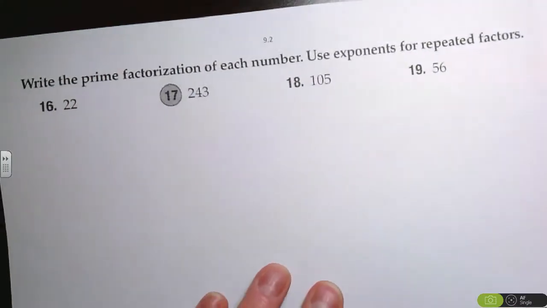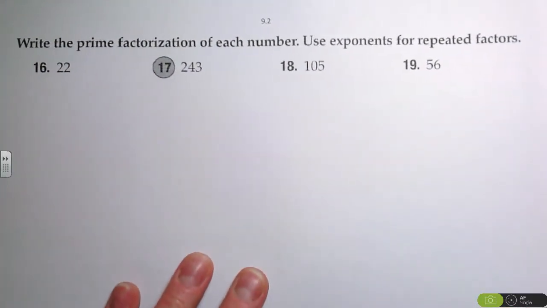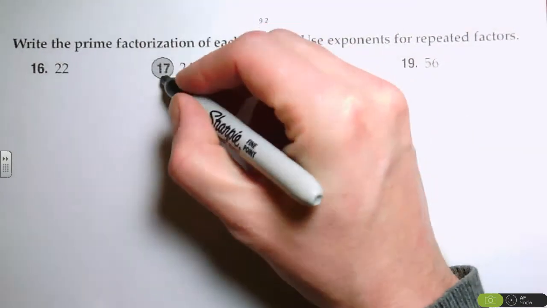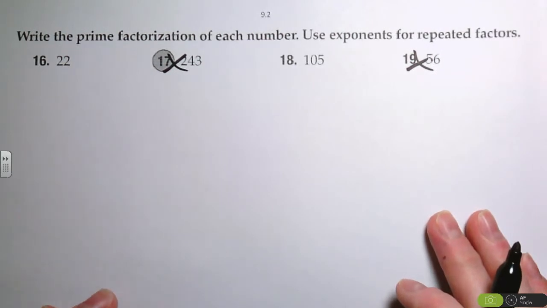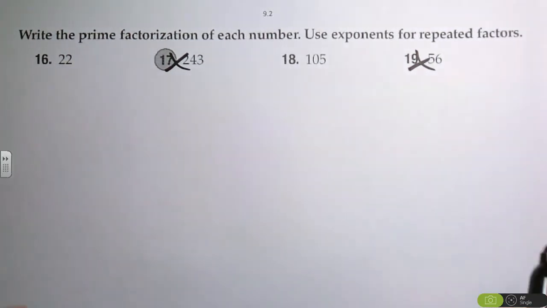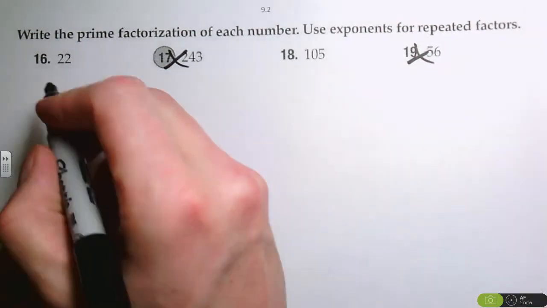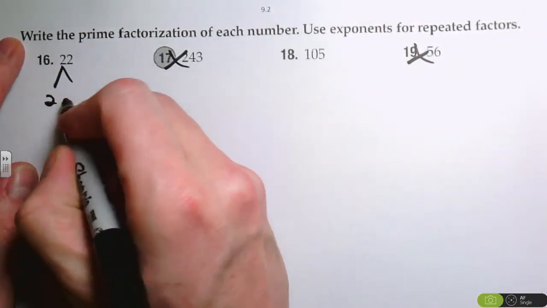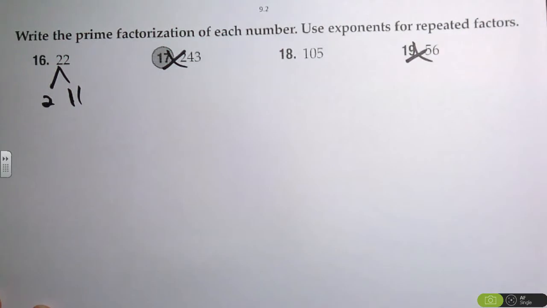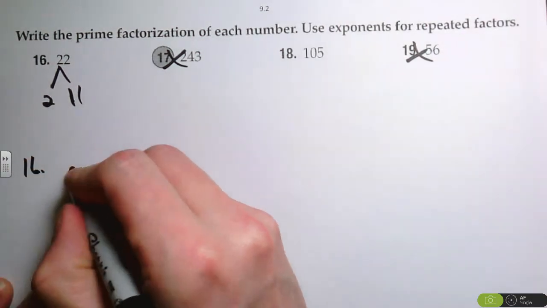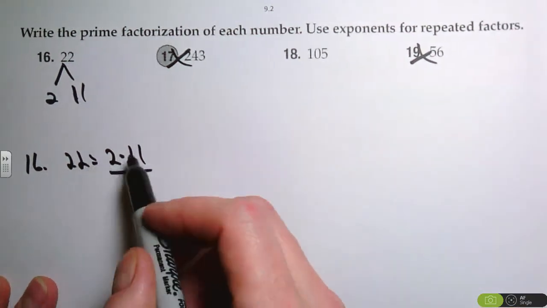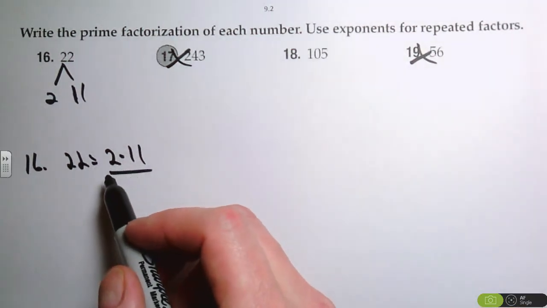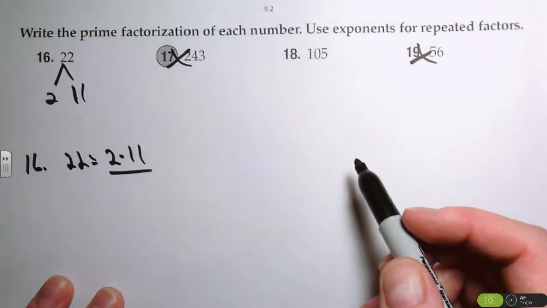Okay. All right, next for 9.2. I'm just going to do 16 and 18. It was easier to print them off like that. So it says write the prime factorization of each number. Use exponents for repeated factors. So for 22, it's 2 and 11. That's the only thing I can divide it by, 2 and 11. So its prime factorization is 2 times 11. It doesn't matter which order you write it. If you write 11 times 2 or 2 times 11, it's fine. It just tends to be done smaller number first to biggest number.